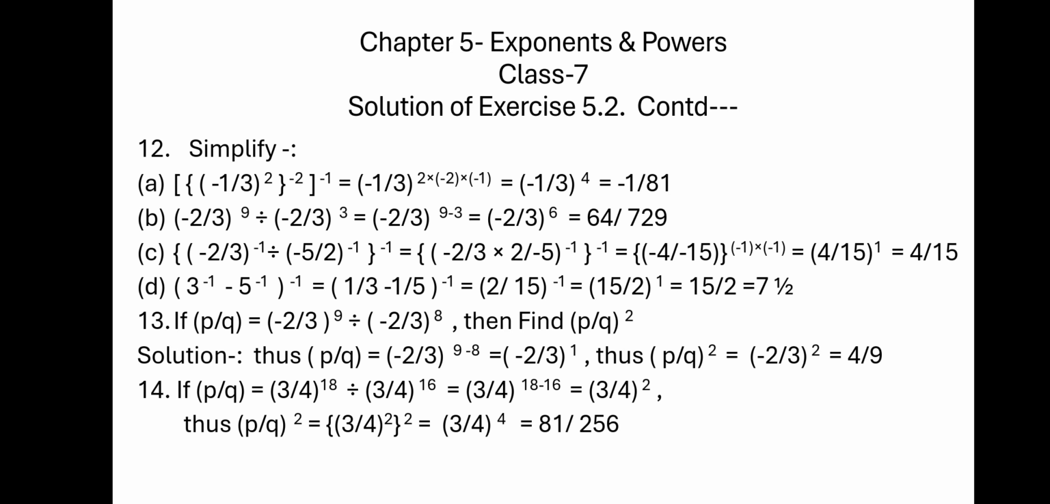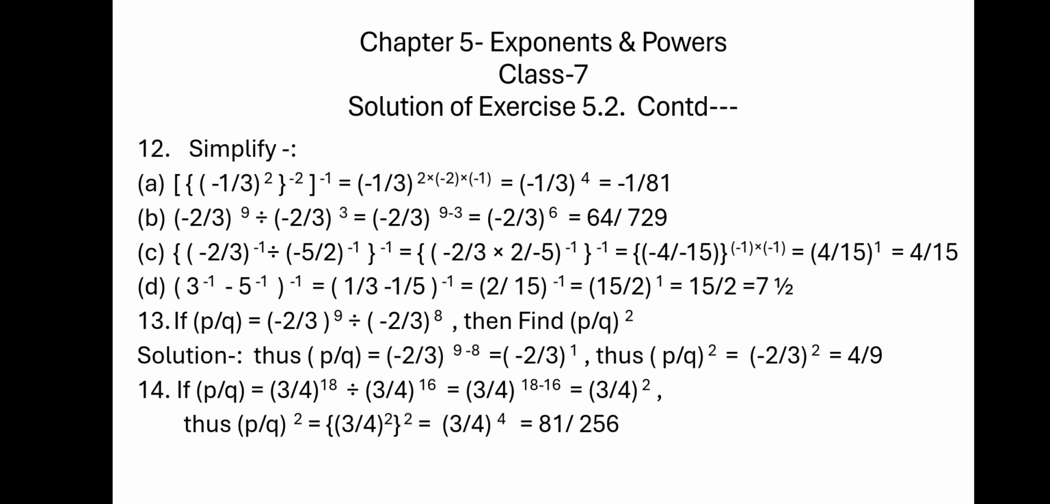Now the 13th question. If P upon Q is equal to negative 2 upon 3 raised to the power of 9 divided by negative 2 upon 3 raised to the power of 8, then find P upon Q square. This is a solution. Thus P upon Q equal to negative 2 upon 3 raised to the power of 9 minus 8, because division it is. So that is equal to negative 2 upon 3 raised to the power of 1. Thus, P upon Q is negative 2 upon 3 raised to the power of 1, and therefore P upon Q square is negative 2 upon 3 whole raised to 2, that is 4 upon 9.